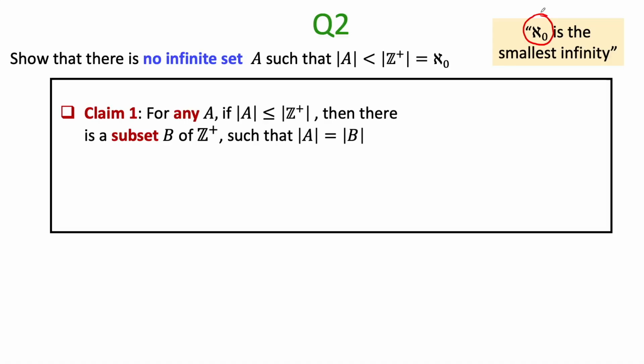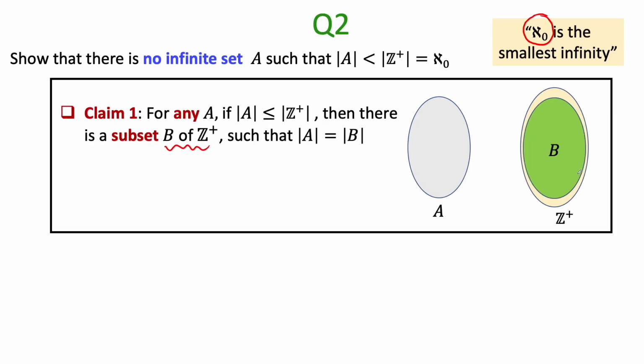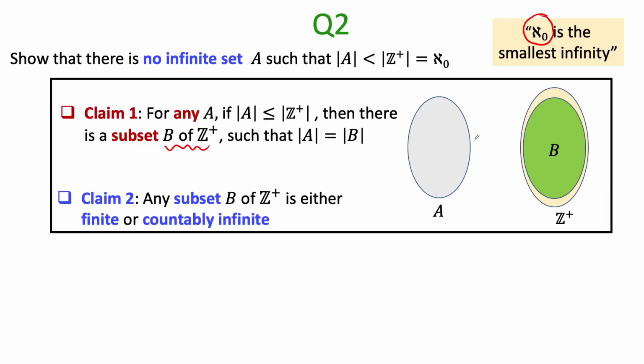The first claim is that if you have any set A whose cardinality is less than or equal to the cardinality of the set of positive integers, then you can always find a subset of the set of positive integers which has the same cardinality as your set A. Pictorially, you may have a set A whose cardinality is less than or equal to the cardinality of this set Z plus. The claim says that you can always find a subset B within the set Z plus whose size is exactly the same as the size of A.